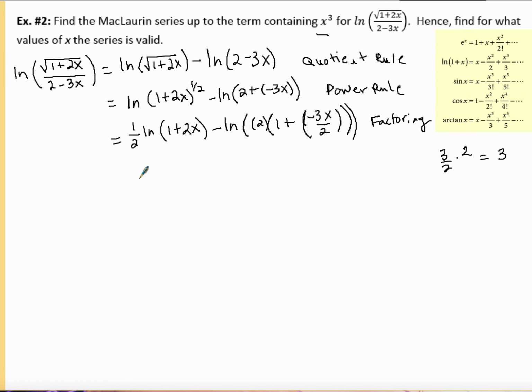This looks pretty nuts, but I think we're in a position now where I can write at least this as a product, because you can see I've got 2 times the quantity 1 plus negative 3 halves x. So this can be split up with the product rule. I'm not really messing with this one anymore. I've got 1 half ln of 1 plus 2x. Then I've got minus, and I'm going to split this natural log into 2 logs. The product rule says if you've got a product in your argument, you can split it apart using addition. So we're going to subtract the natural log of 2, and we're going to add the natural log of 1 plus negative 3x divided by 2.